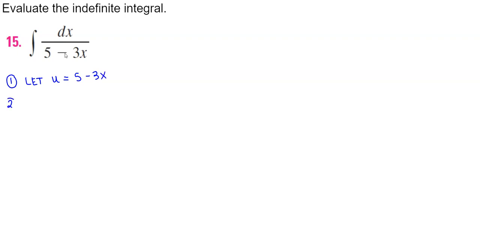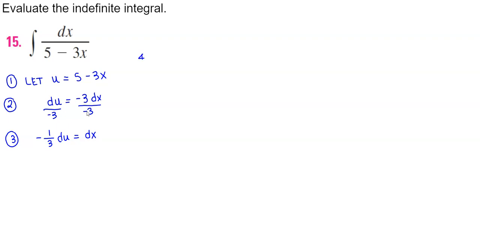Okay, now we're going to take the derivative of both sides. Taking the derivative of both sides, we get du. The derivative of 5 is 0. The derivative of negative 3x is negative 3, and then that's dx. Okay, so if you look in the problem, we want to be able to substitute what dx is, so we're going to have to isolate it here and divide both sides by negative 3. So we get negative 1/3 du, which is equal to dx.